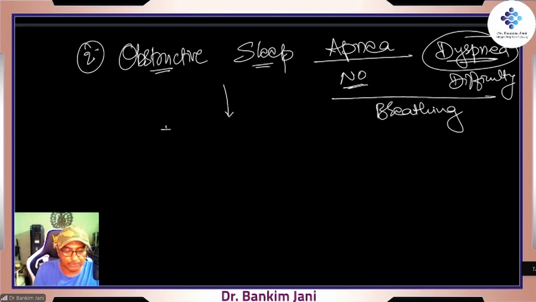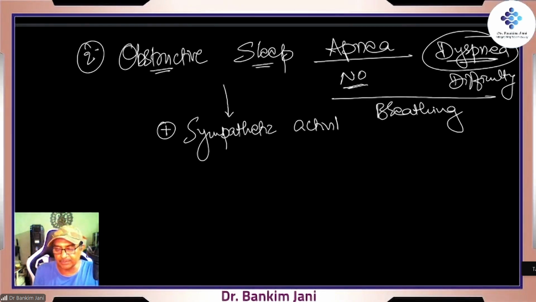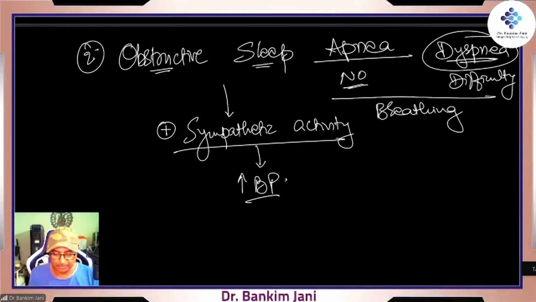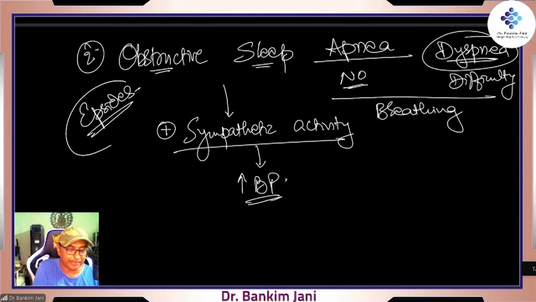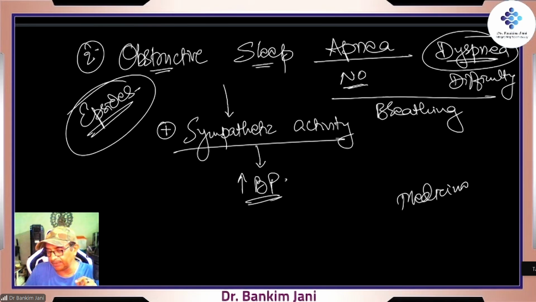So there would be stimulation of the sympathetic nervous system, sympathetic activity. The moment there is sympathetic activity, what will happen? It will lead to increased blood pressure. So here there will be episodes. It is not that the patient will be unable to breathe at all, but there will be episodes where for a short duration the patient is unable to breathe, and this is a long-standing thing, and that will lead to increased blood pressure.